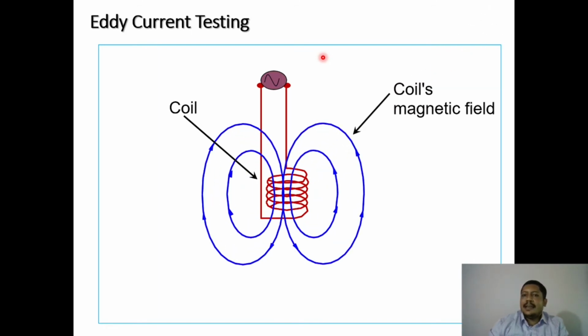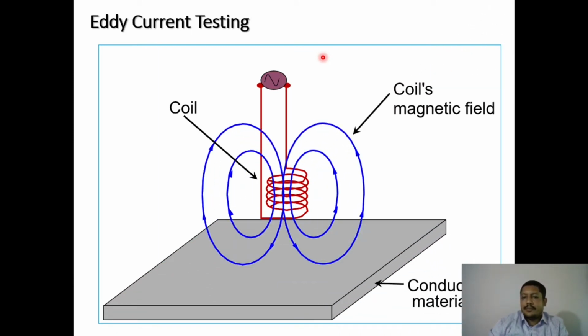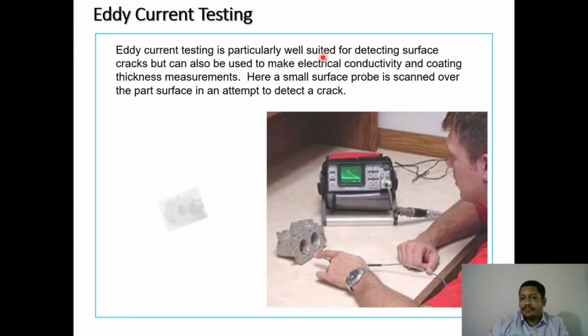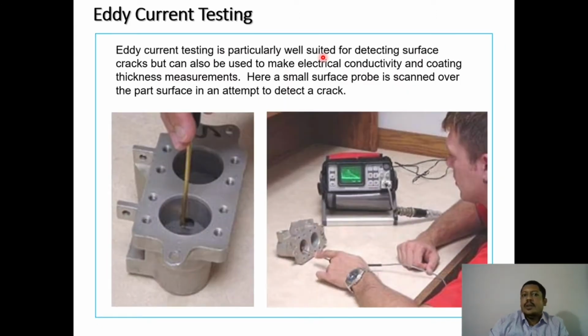The next is eddy current. The only thing is that wherever you are testing, it should be a conductive material. Then eddy current will take place. Eddy current testing is particularly well suited for detecting surface cracks, but can also be used to make electrical conductivity and coating thickness measurements. Here a small surface probe is scanned over the part surface in an attempt to detect cracks.